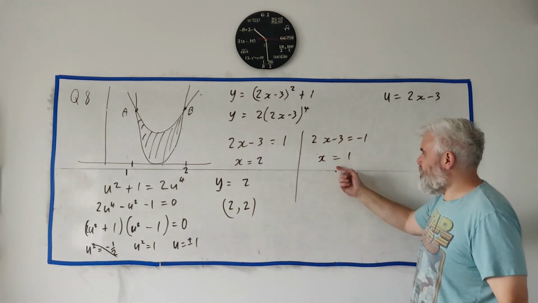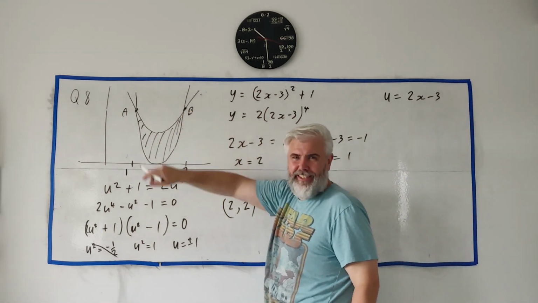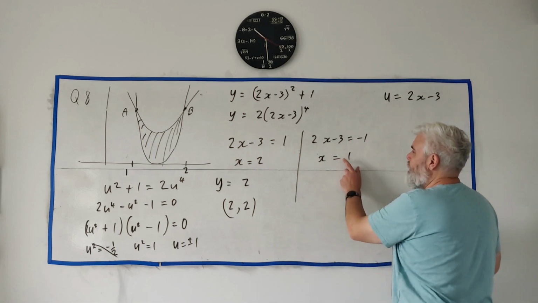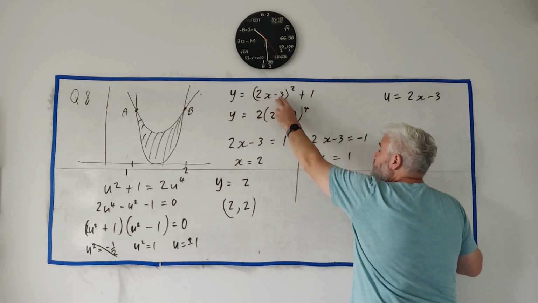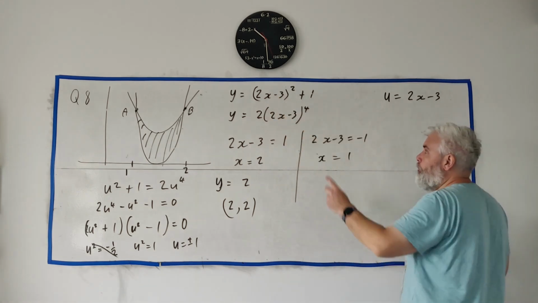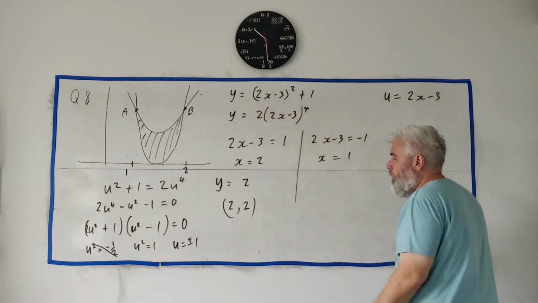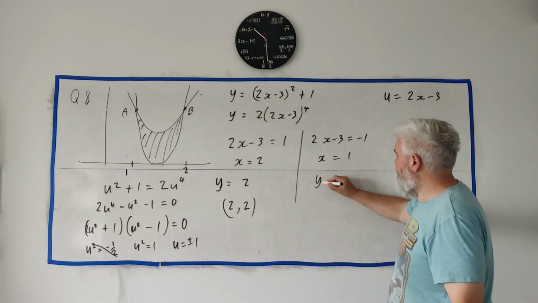And the next one, we should already know it's going to be 2 because we can see that, it's obvious. But let's put it in anyway. 1 goes in, 2 ones are 2. 2 minus 3 is minus 1. Minus 1 squared is plus 1. 1 plus 1 is again 2.